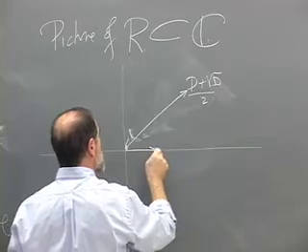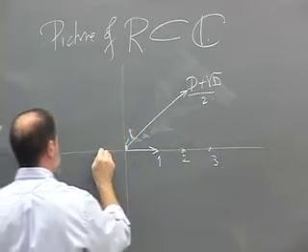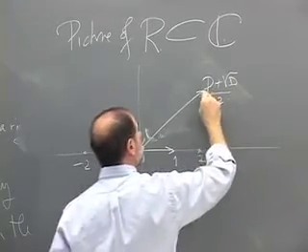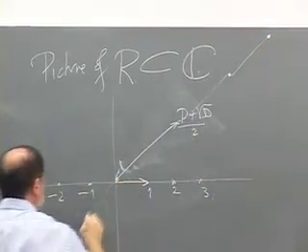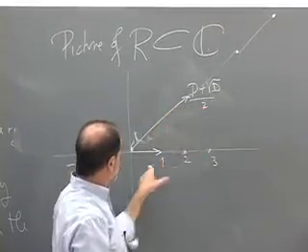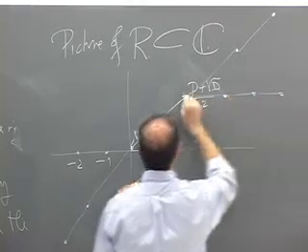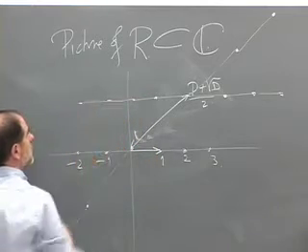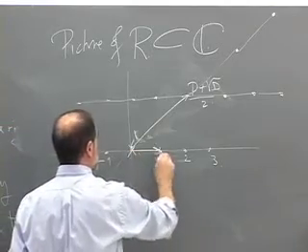OK. Now, R consists of all integer multiples of this, so 2 and 3 and minus 1 and minus 2, etc. And all integer multiples of this. So you get this and this and this and this. And then you get all integer multiples of this plus all integer multiples of this. So you also get this and this and this and this and this. So these points in the complex plane form what's called a lattice. And R consists of exactly those points.